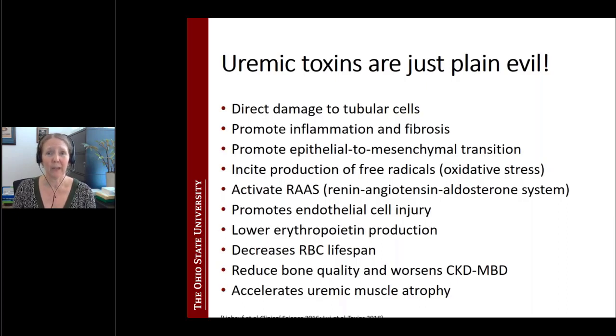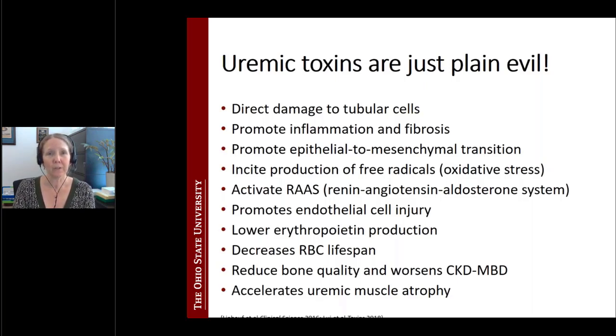They actually have a direct damaging effect to tubular cells. So if you put, for instance, indoxyl sulfate in a cell culture with kidney cells, those kidney cells in cell culture will be damaged by the uremic toxins that you're putting into culture with them. We know in vivo settings that uremic toxins can promote inflammation and fibrosis in the kidney. This is, of course, a concern because your end stage kidney is that fibrosed or scarred kidney.